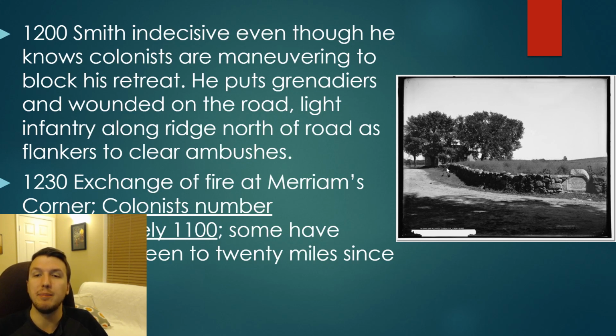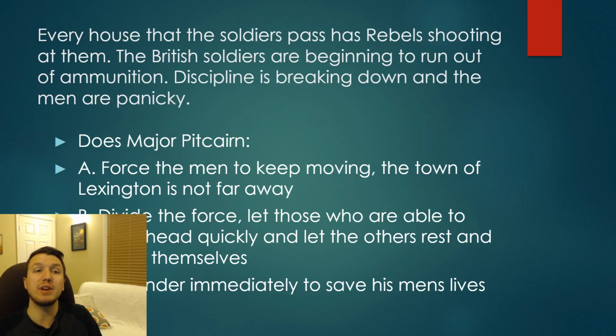This is a bad situation right now. The British have about 1,200 men, but they've been walking all day. The colonists number around 1,100 in that one area, and they have been fighting all day. Both sides are exhausted at this point. Next up, every house that the soldiers pass has rebels shooting at them. The British soldiers are beginning to run out of ammunition because they usually have about 30 bullets. Discipline's breaking down, and the men are panicky.